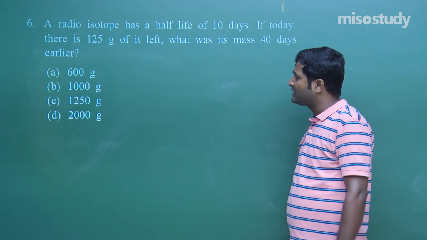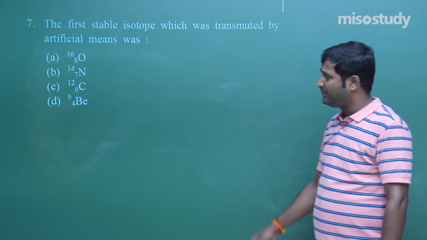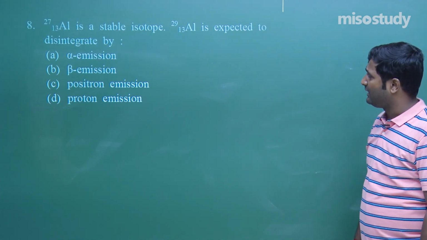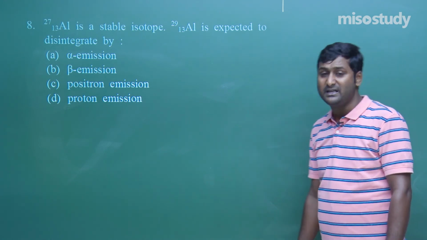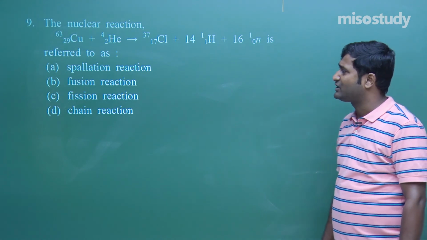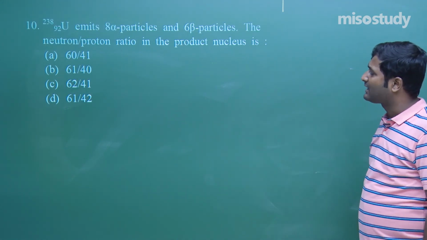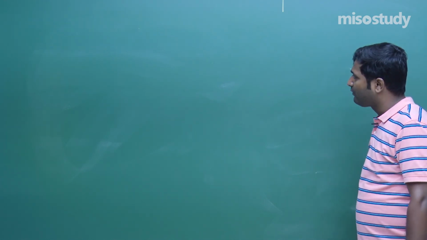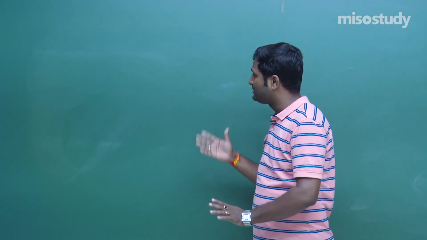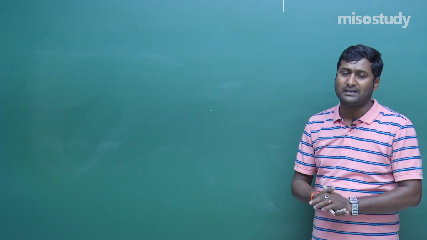For question number 6, D is the correct option. For question number 7, that is B, nitrogen-14, 7. For question number 8, stable isotope expected to disintegrate by beta emission, B is the correct option. For question number 9, that is spallation reaction, A is the correct option. And for question number 10, C is the correct option, 62/41. Now I think you can easily solve such kind of question. So this was a few questions related to JEE Main exam pattern.